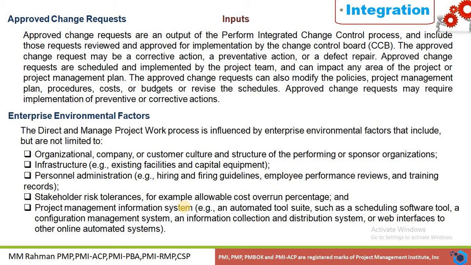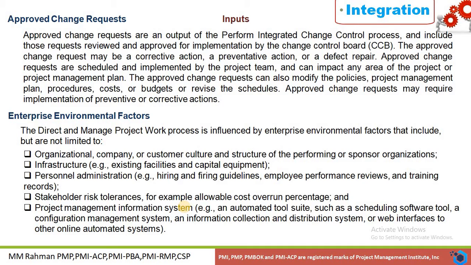Then what are the inputs we are using here? Approved change requests. Approved change requests are the output from the perform integrated change control process and include requests reviewed and approved for implementation by the change control board. The approved change request may be a corrective action, preventive action, or defect repair. Approved change requests are scheduled and implemented by the project team and may impact any area of the project or project management plan. The approved change request can also modify the policies, project management plan, procedures, cost or budget, or revise the schedule. Approved change requests may require implementation of preventive or corrective action.